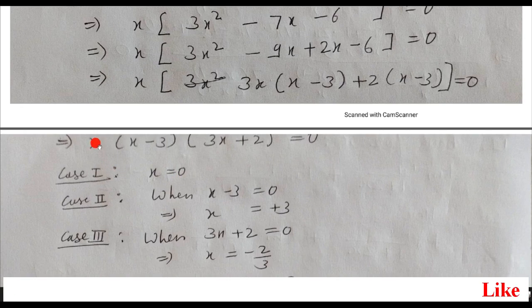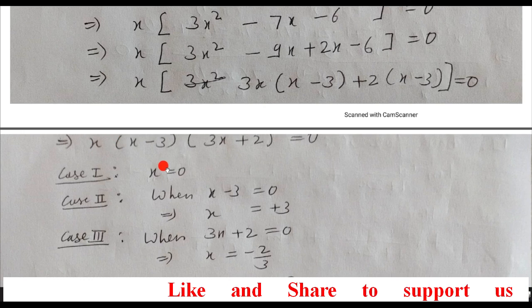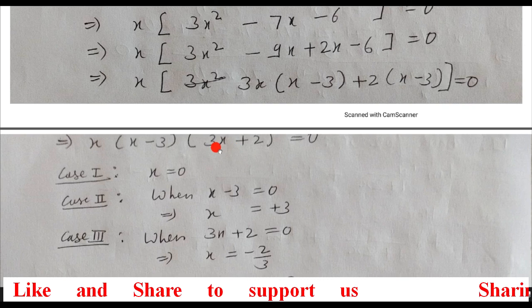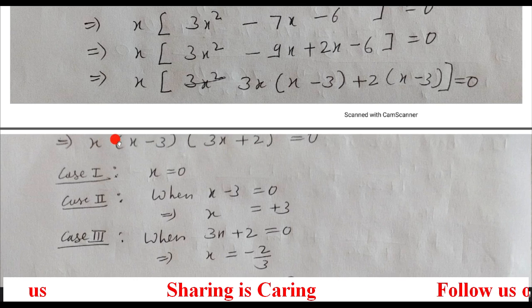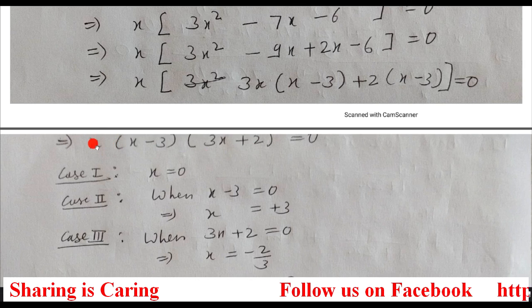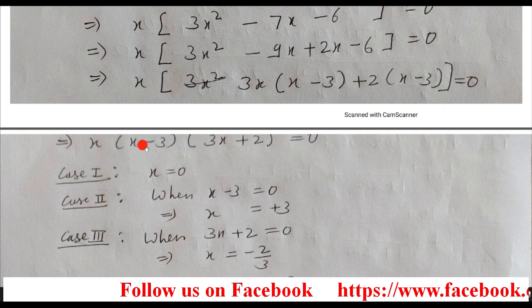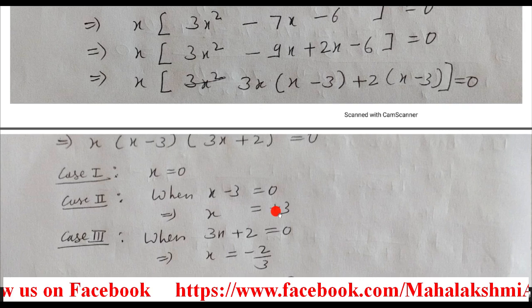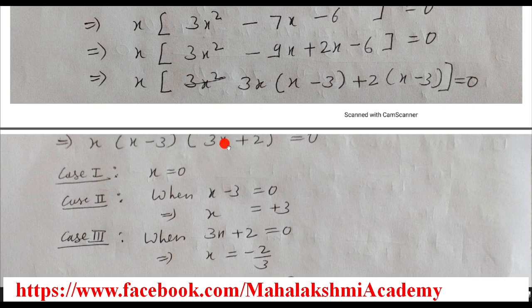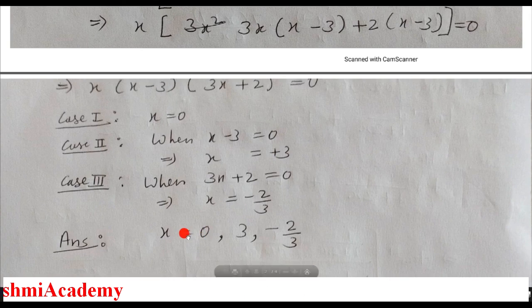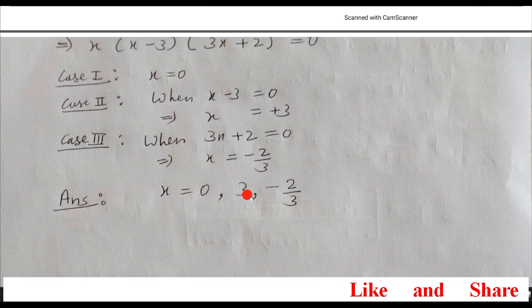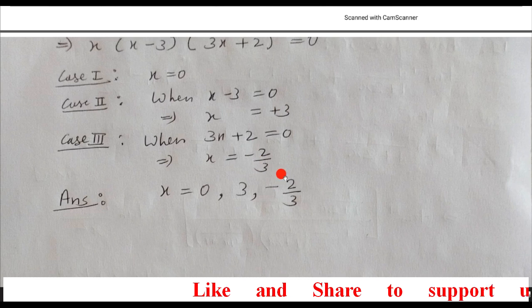Now students, we got this. From here there are three factors. The first factor is x, the second factor is x minus 3, and the other factor is 3x plus 2. Now the product of these is 0, so among these three factors any factor can be 0. If you assume the first factor is 0, that gives x equal to 0. If you assume this is 0, then that gives us x is equal to positive 3. And if you assume this as 0, then it gives us x is equal to minus 2 upon 3. So students, we achieved three values of x, that is x is equal to 0, 3, and minus 2 upon 3.